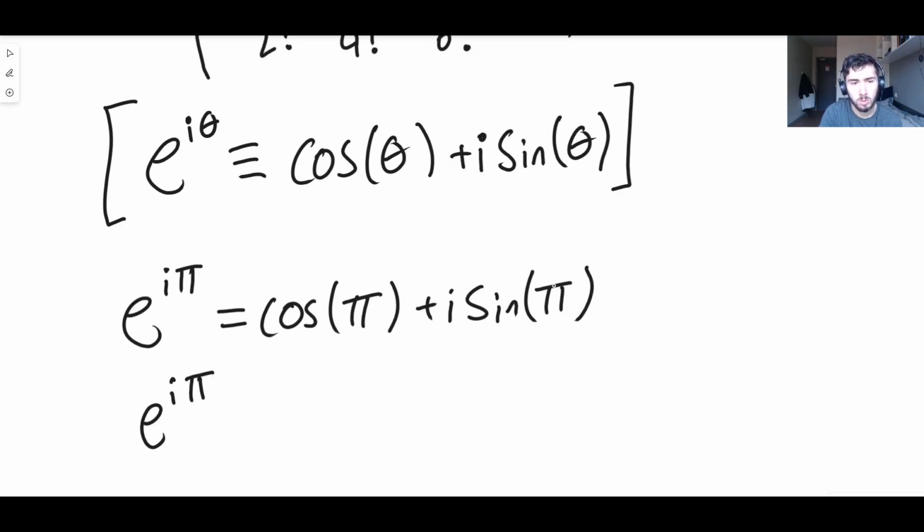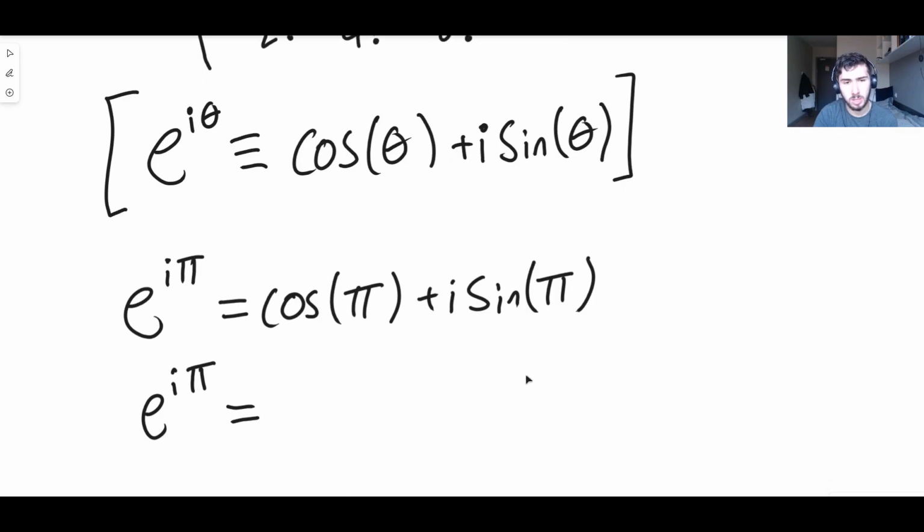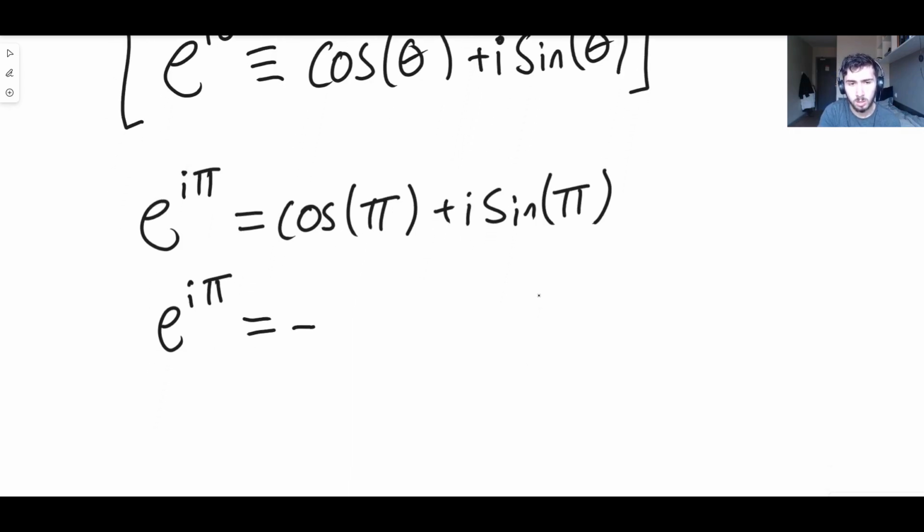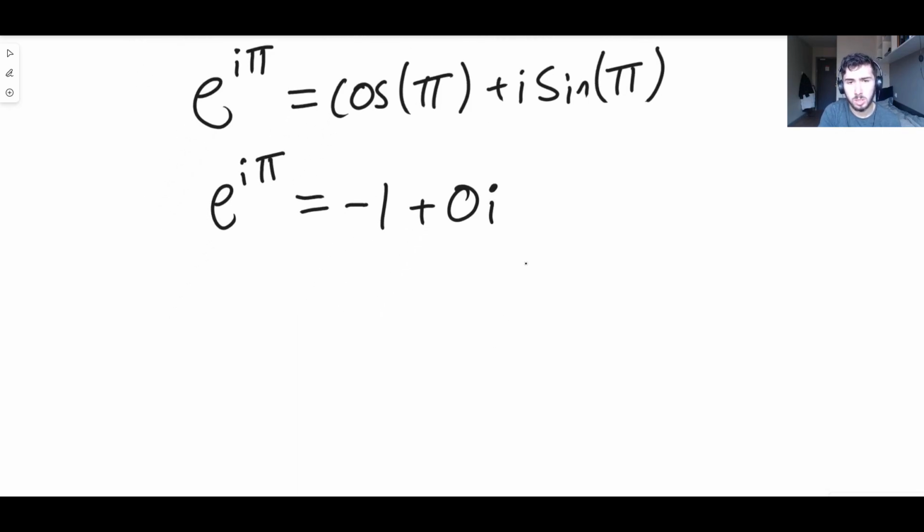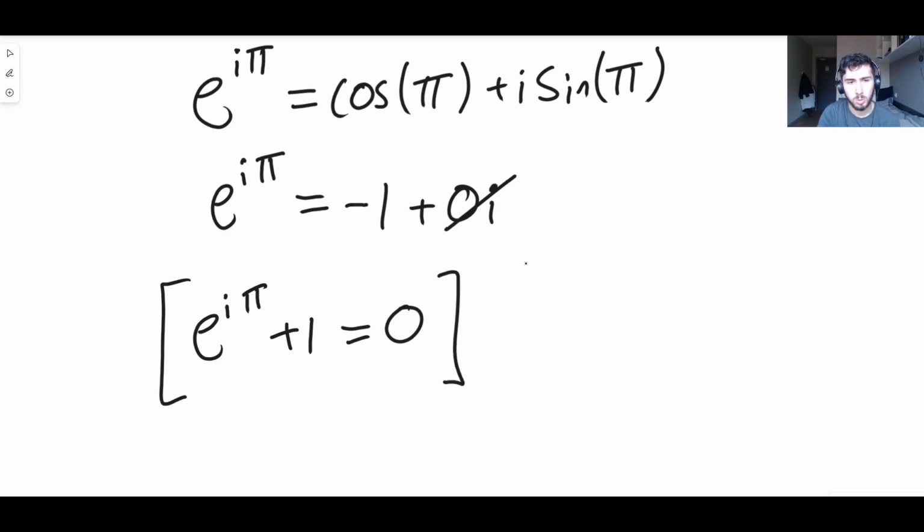Then we just evaluate what cos of pi is. Remember, we're always in radians for these sorts of things. Cos of pi is -1, and sine of pi is 0. So it's i times 0, and 0i is obviously just 0. If you add 1 to both sides, you get e to the i pi plus 1 equals 0. That's a really, really cool equation, a really cool relationship between e, i, pi, 1 and 0. It's probably my favourite formula ever, but that's how you prove that.